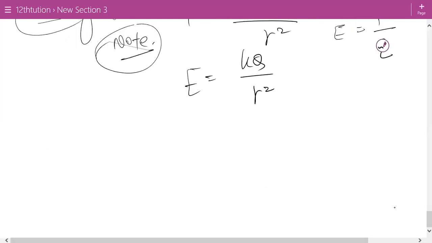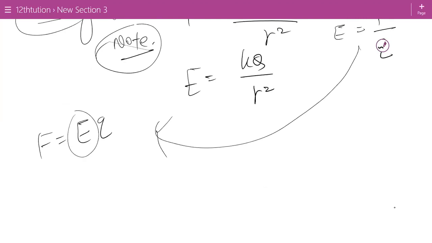Now this formula can be written in this way also. F is equal to EQ. It means if you know the electric field sometimes at some distance and then there is a charge there, you can calculate the force on that charge also. So force on some charge small q will be equal to the electric field at that point into that charge itself. Okay, that is the electric field.